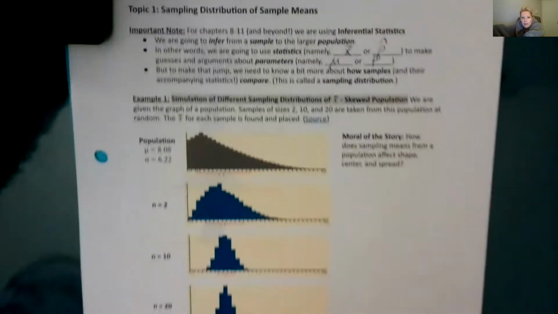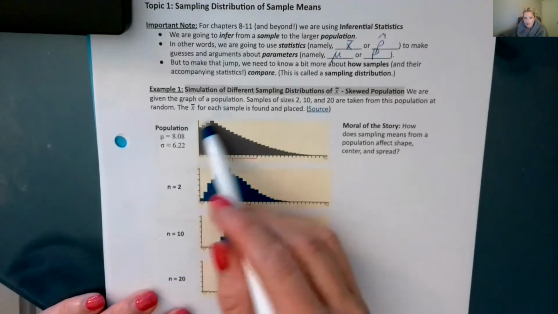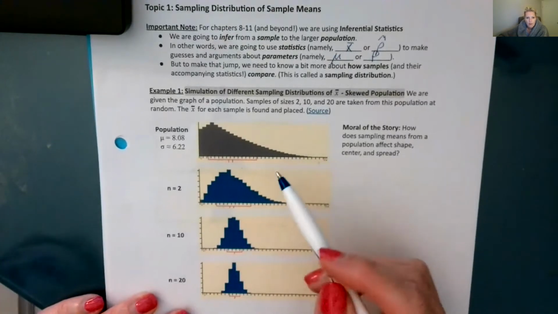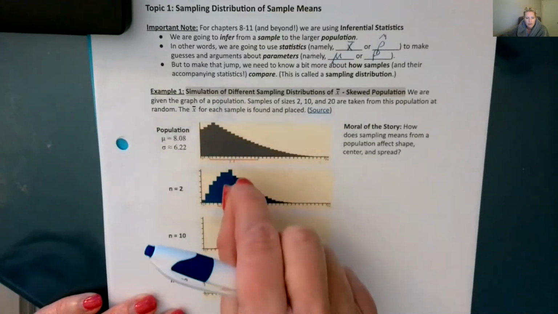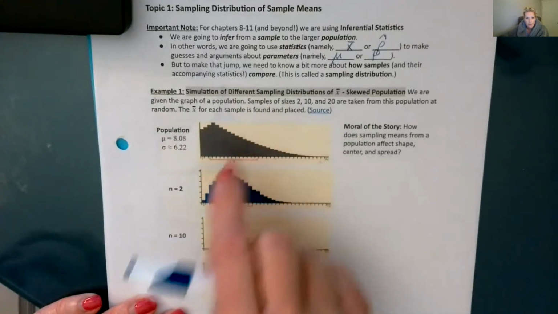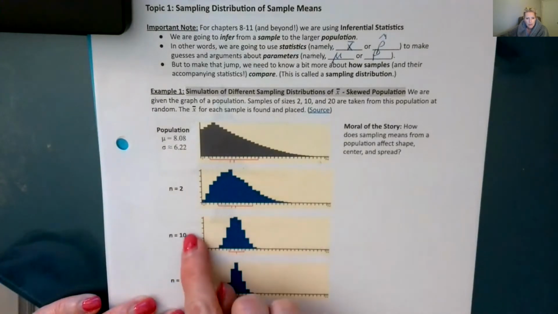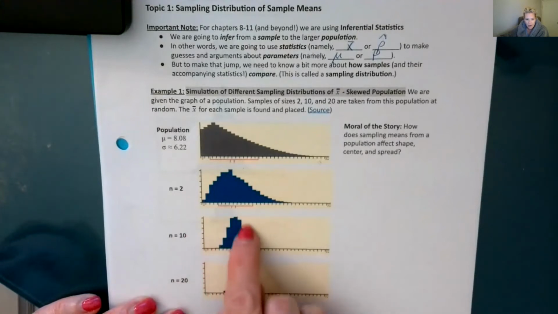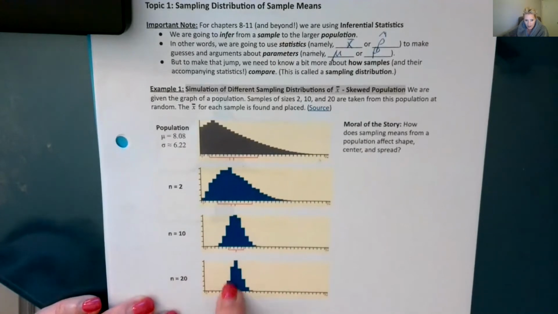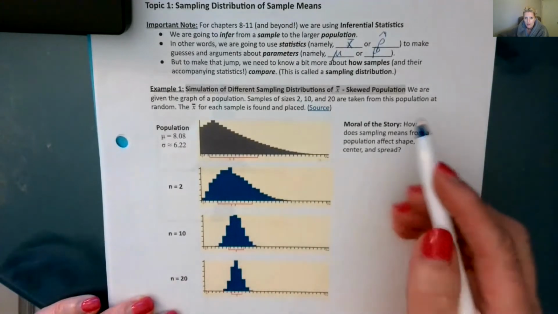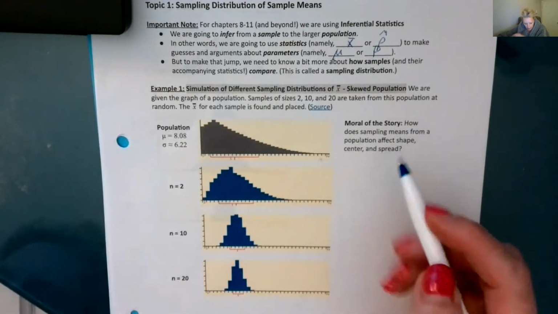So this is a simulation from a skewed population. The population data is skewed right. And then you can see that we took some samples out of that skewed population. We took samples of size 2 and averaged them, and this was their distribution, which was still a little skewed right. Then we took samples of size 10, and we found out that they were much more similar to each other. And then we took samples of size 20, and look at how similar they are. So the moral of the story is, how does sampling means from a population affect shape, center, and spread?